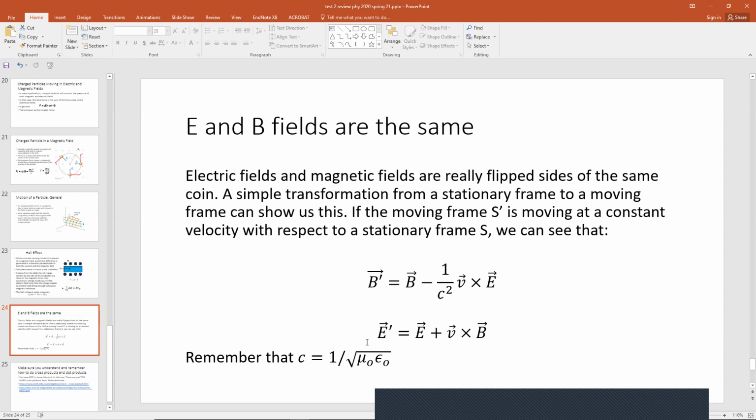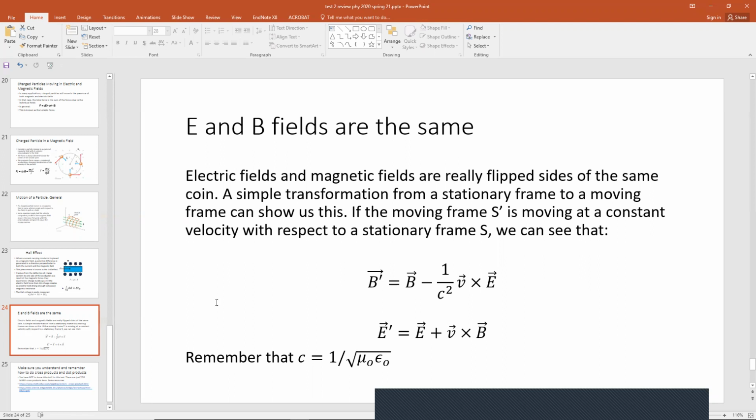Now, the electric field in the moving frame, E prime, is equal to the electric field in the stationary frame, E, plus the relative velocity of the frames, V or U, cross B. Okay, so that's how you relate those two things. Now, in our homework, this can be very mind-bending. So we didn't get too much past just straightforward application of this, okay? And so that would be what I would expect from you on the test.